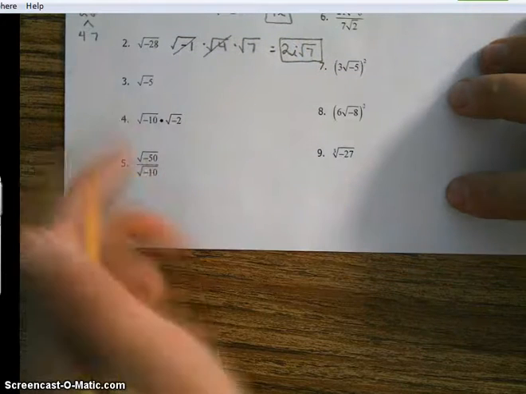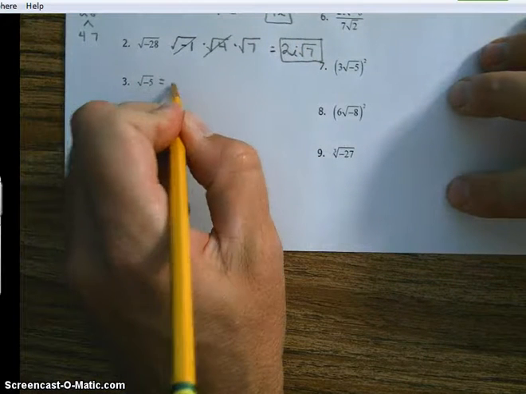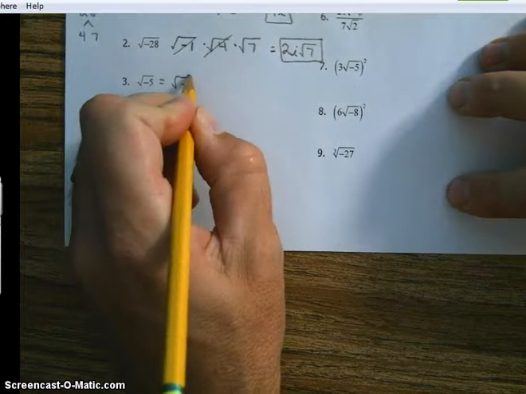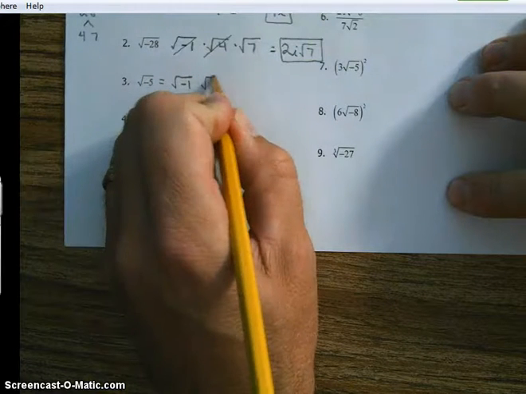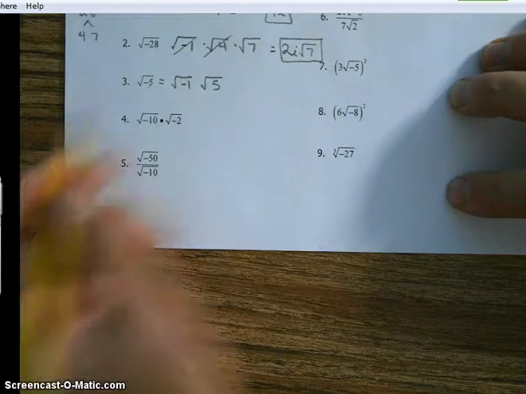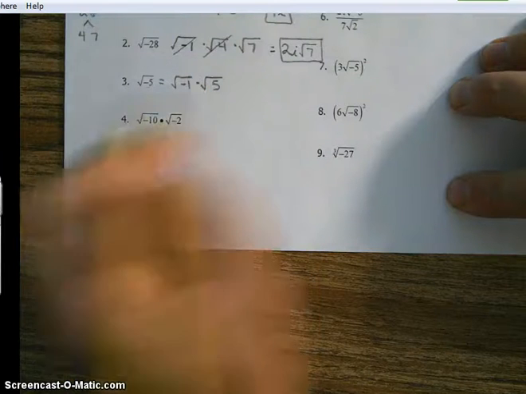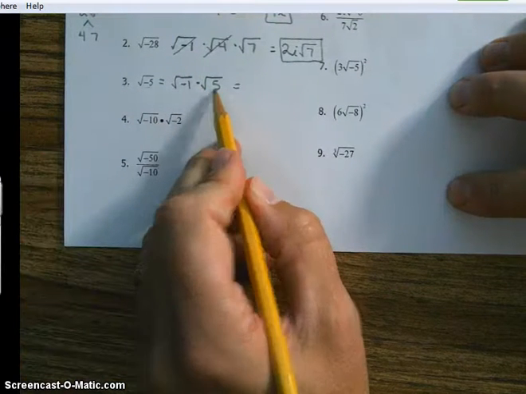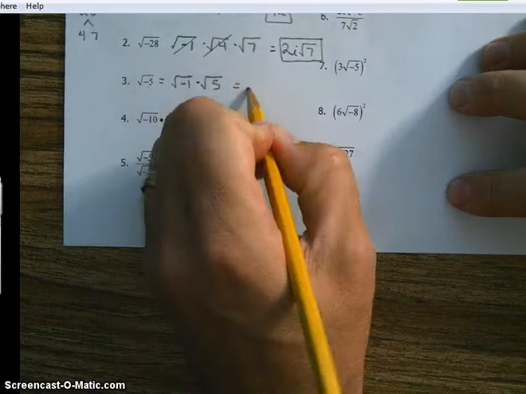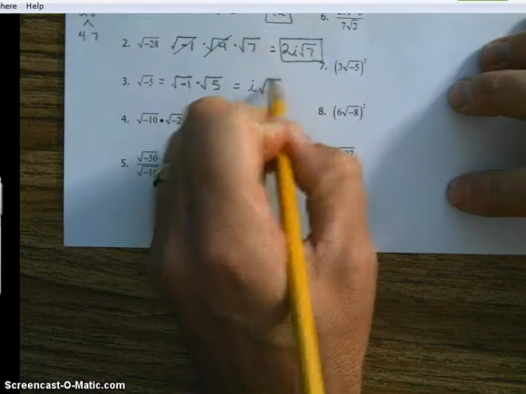Okay, number 3. We have the square root of -1, that's for the negative on the 5, times the square root of 5. Multiplying. So this time, since we don't have a perfect square here, that's going to go on the end. We're going to put the i first, and then the square root of 5.